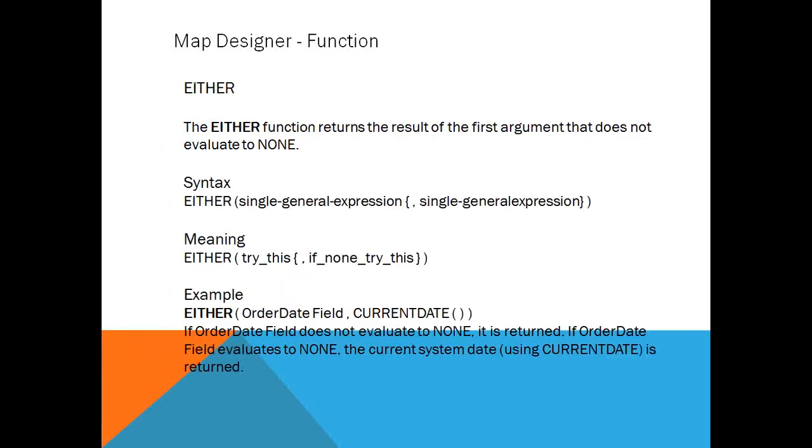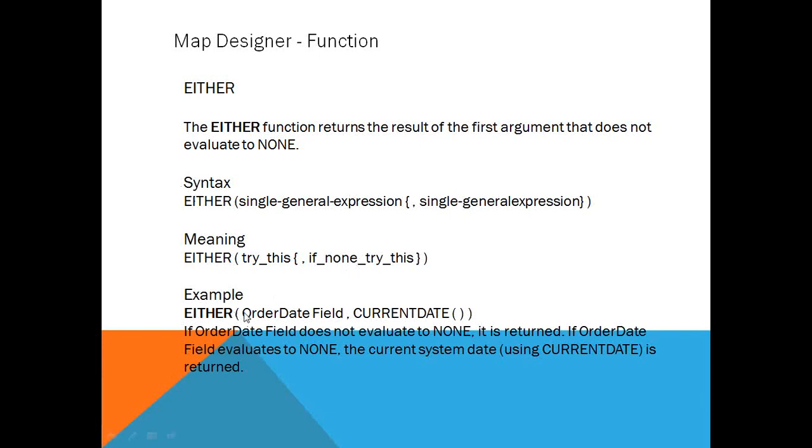Then the next function is either. Here the either function returns the result of the first argument that doesn't evaluate to none. I already told you, you can give n number of expressions. If the first expression is not none, it will give that. First, it will try the first expression. If that is true, it will return the current value. If that is not true, it will go for the second. Even if that is also none, it will go for the third. If that is none, fourth, fifth, like that you can give. It goes from left to right. First it will try; if that has no data, then it will go for the next.